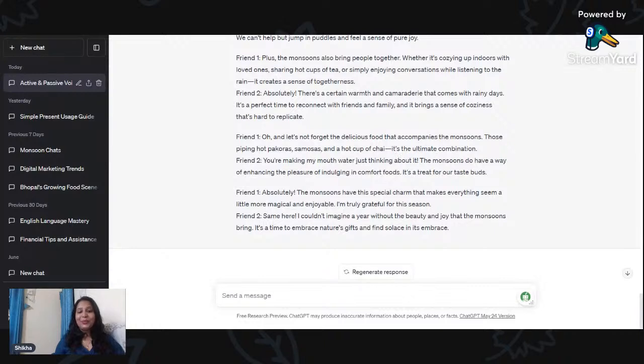It's the ultimate combination. Friend two: You are making my mouth water just thinking about it. The monsoons do have a way of enhancing the pleasure of indulging in comfort foods. It's a treat for our taste buds. Friend one: Absolutely. The monsoons have this special charm that makes everything seem a little more magical and enjoyable. I am truly grateful for the season. Friend two: Same here. I couldn't imagine a year without the beauty and joy that the monsoons bring. It's a time to embrace nature's gifts and find solace in its embrace.